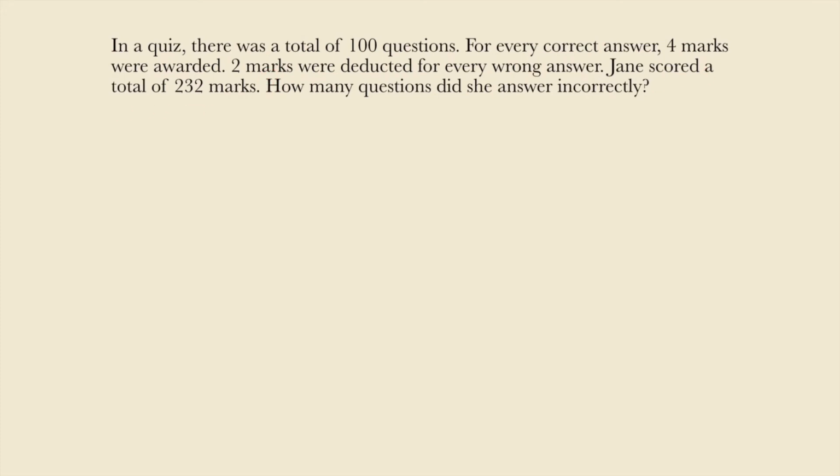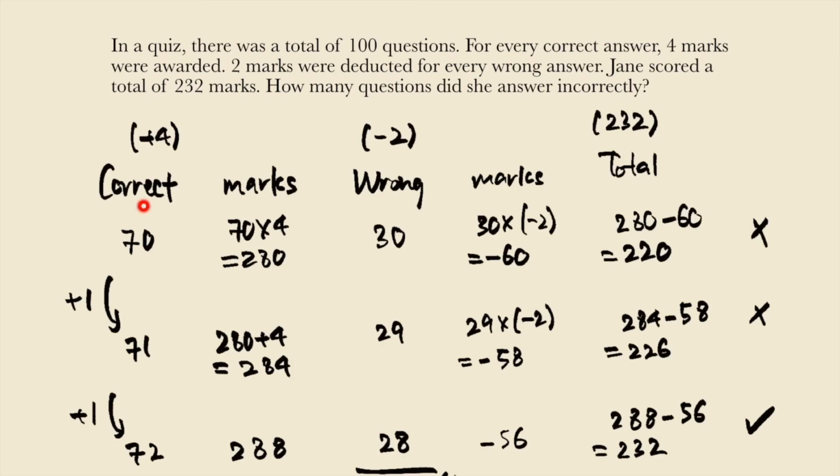Now this may not look like a guess and check question, but it can be solved that way. So correct answer 4, wrong answer -2, total 100 questions. So let's start with guessing 70 and 30, shall we? Assuming the majority were correct. So 70, given 4 marks each, that's 280. But 30 times 2 is 60, isn't it? Except this is a subtraction of 60. So we're going to take 280 minus 60, that's 220.